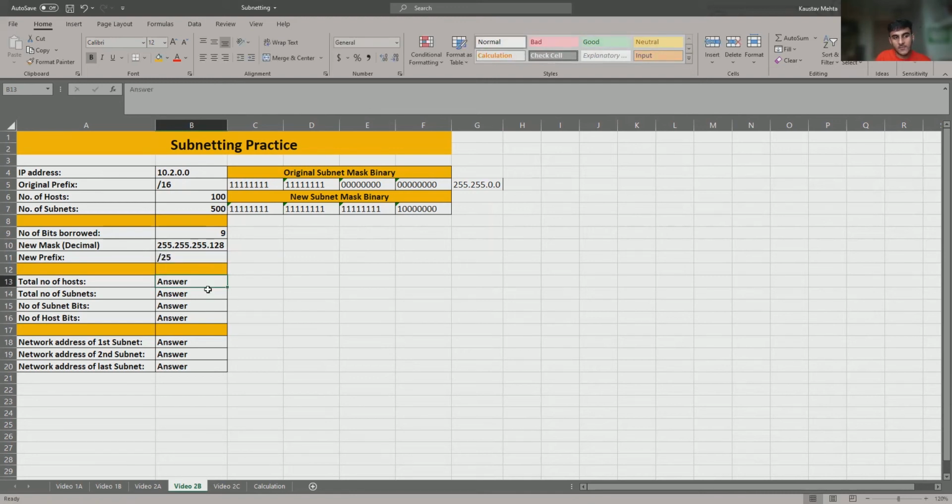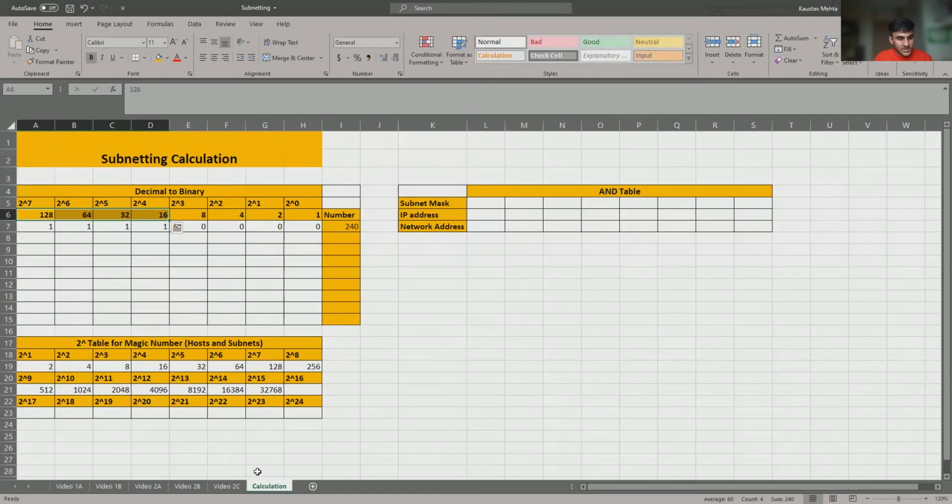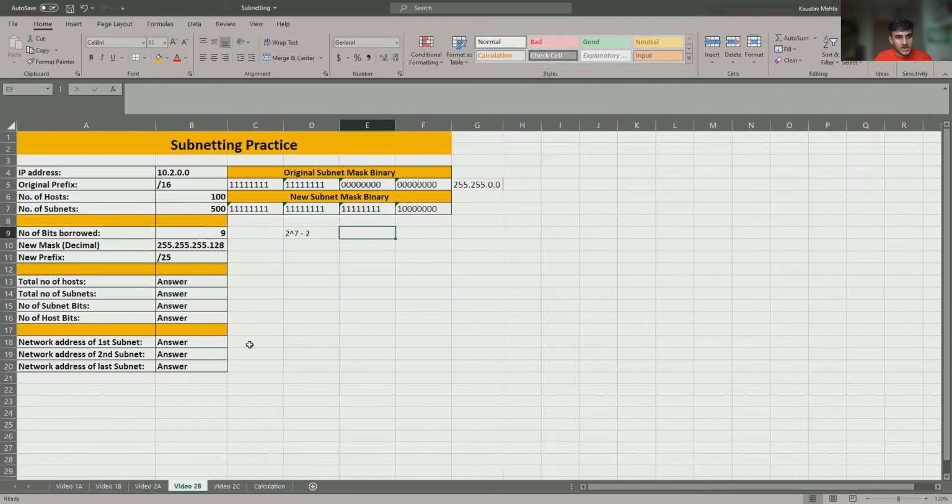Now the total number of hosts we have, we're left with 7 bits. So 2 to the power 7 minus 2, which is, we have our bit table or the 2 to the power table here. So 128, and 128 minus 2 will be 126. So that satisfies our 100 host requirement as well. So the number of hosts is 126. Total number of subnets as we calculated previously, 2 to the power 9, so 512. Number of subnet bits will be 9. Number of host bits will be 7.